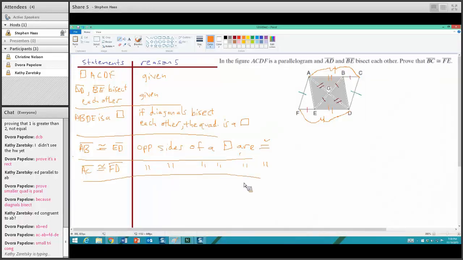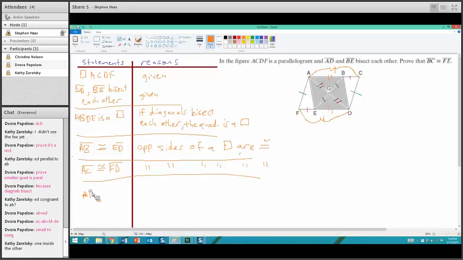And so now, once you have the big ones, FD and AC, and the smaller ones, AB and ED, well, now you've got FE, which is the thing you were trying to prove, being congruent to BC because of the subtraction rule. Again, if you take two quantities that are equal and subtract two quantities from them that are equal to each other, then the remaining ones have to be equal. Again, it's really common sense.